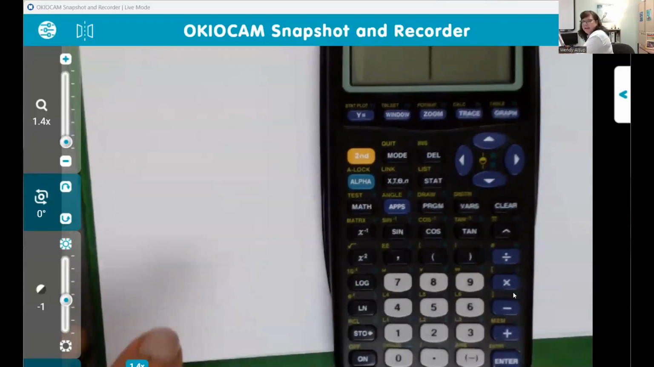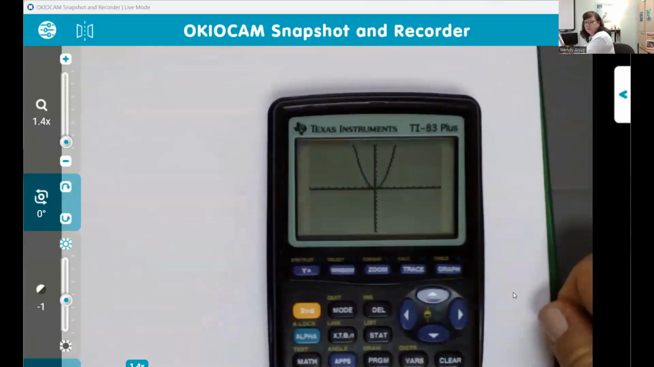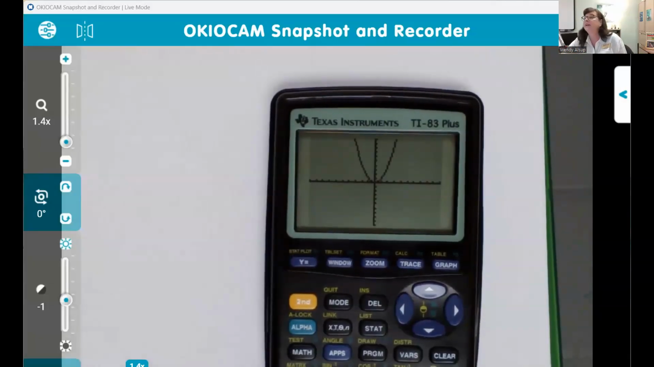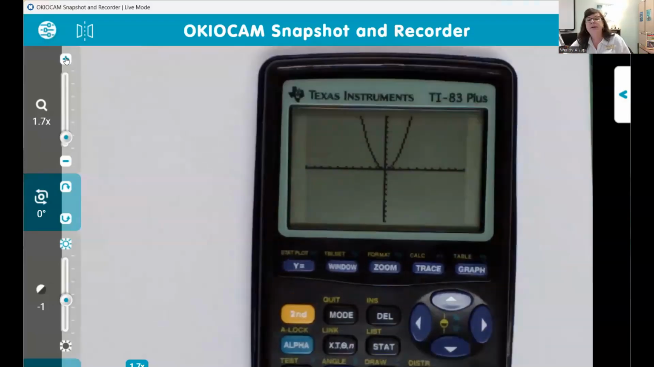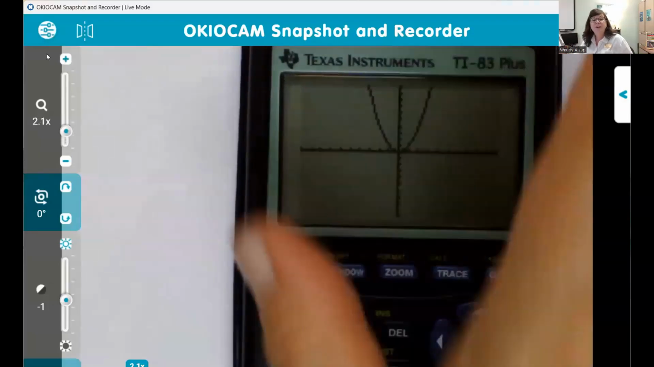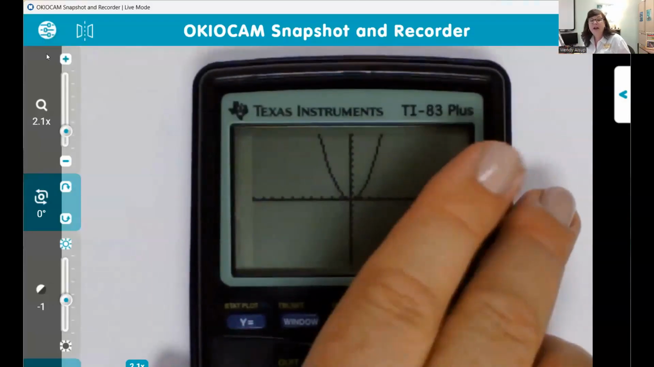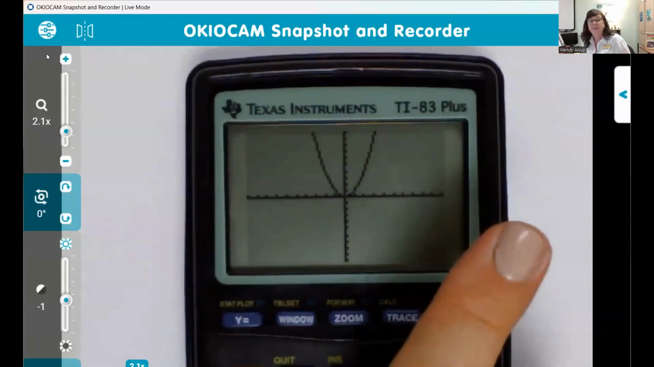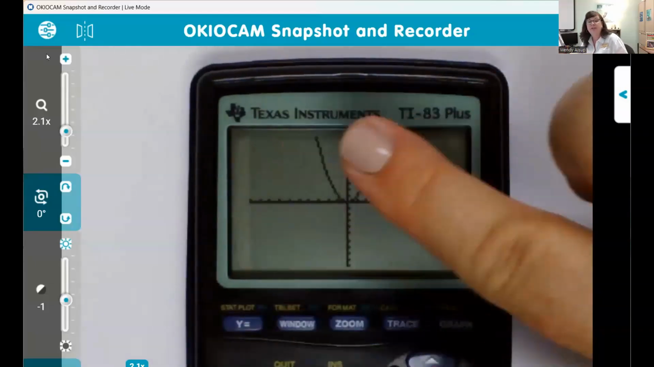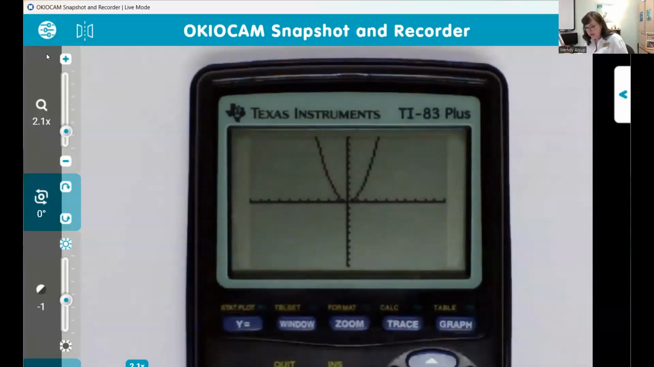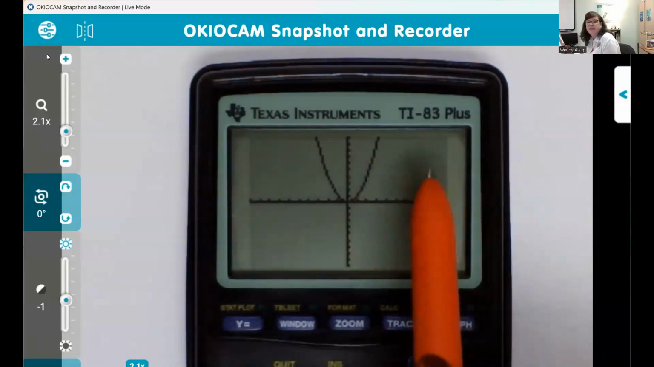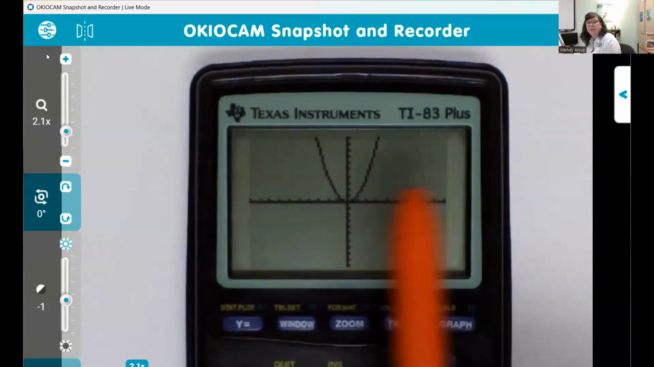Let me share with you my calculator screen. Right now on my calculator, I have graphed y equals x squared. So this is an original function. It passes the vertical line test. If I drop a vertical line here, it will only touch my graph in one place. Notice, though, that if I drew a horizontal line, it would cross it in more than one spot.